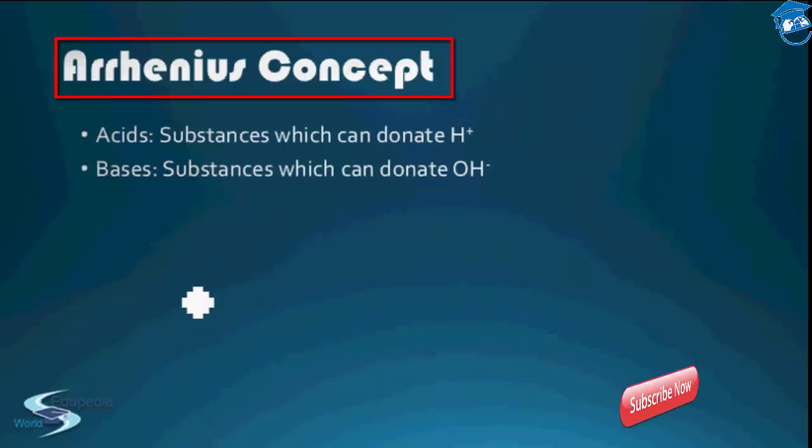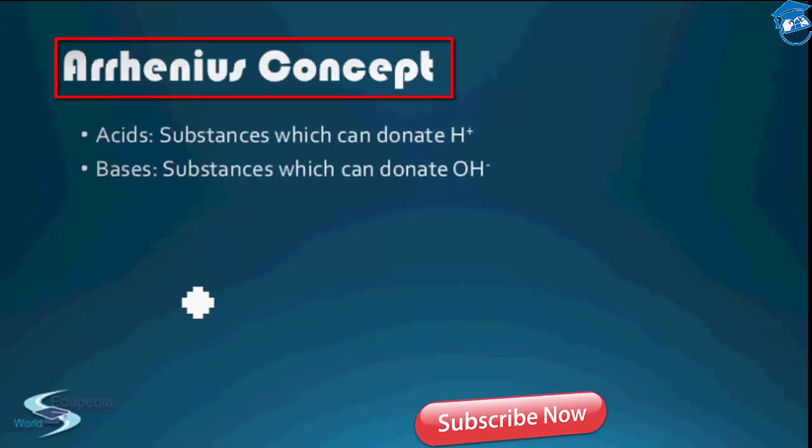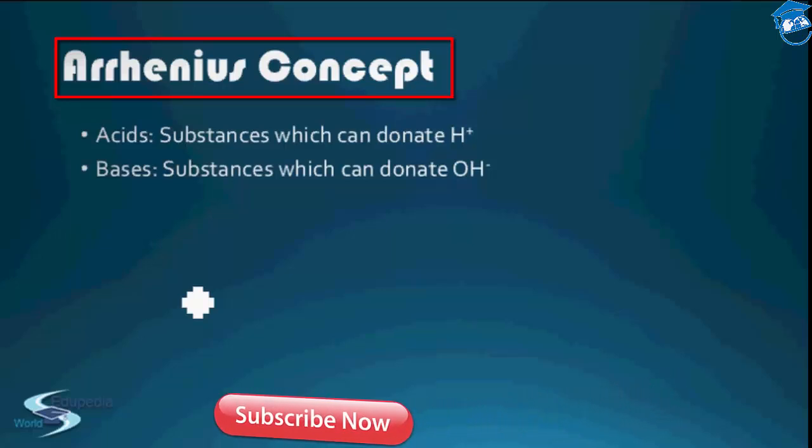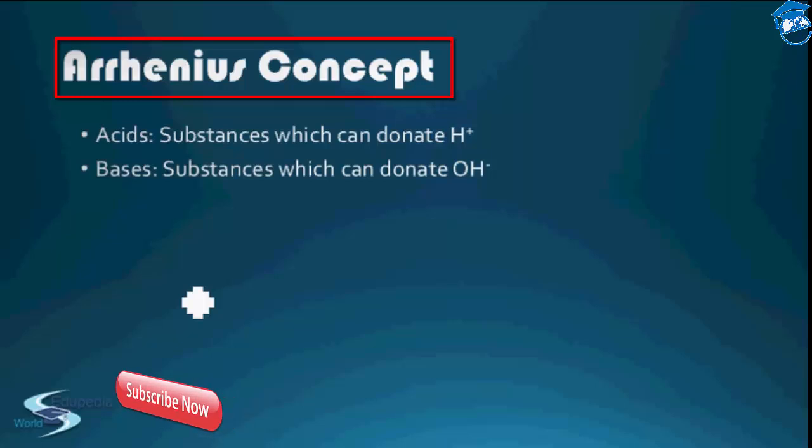So that's the Arrhenius concept of acid and base. Anything that donates a proton, that is H positive, is an acid, and anything that donates a hydroxyl ion, that is OH minus, is a base. So memorize this. Based on this concept of H positive and OH minus donors, acids and bases can be classified into different types.